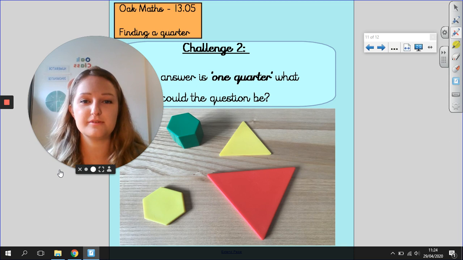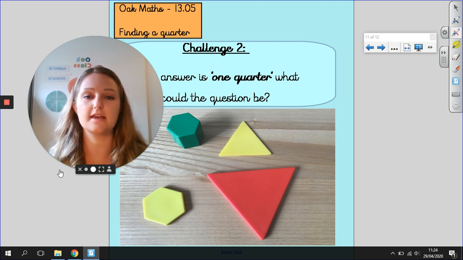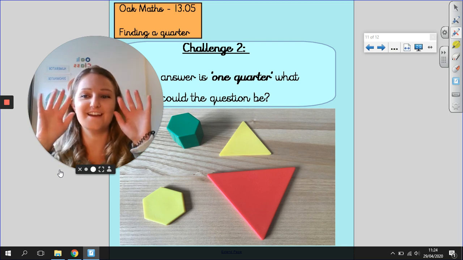Okay, so I hope you've enjoyed your lesson on quarters today. Next week, we'll be carrying on looking at fractions and we'll be looking at finding 3/4 and also more at something called unit fractions.